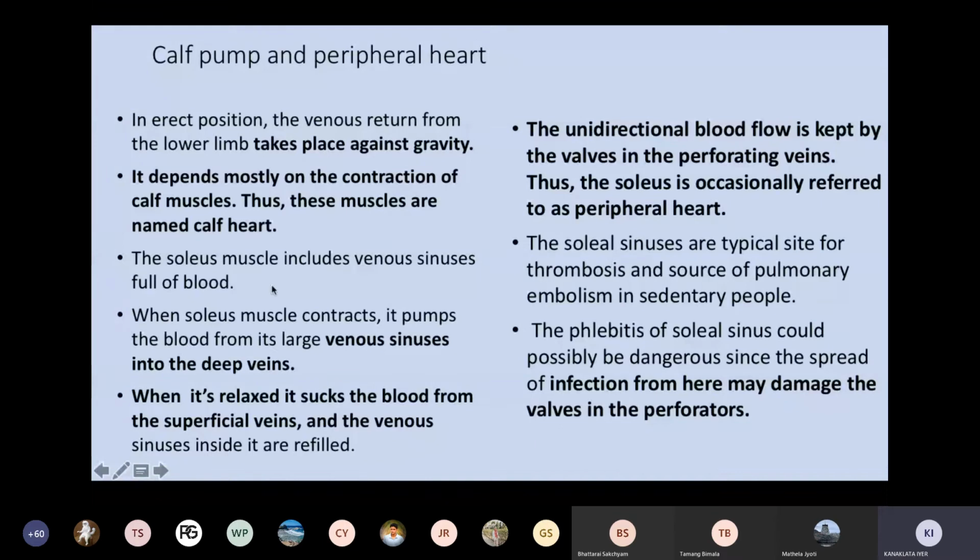I have shown you the diagram, so just recollect all these things. These are the sinuses which will be emptied when the muscle is relaxed. The blood comes from the superficial veins. This unidirectional blood flow is kept by the valves in the perforating veins, and because of this the soleus especially is called a peripheral heart, or you can say all three calf muscles are called the calf heart. Why is it a peripheral heart? Because it is contracting and pushing the blood up, just like your main heart pushes the blood throughout the body.